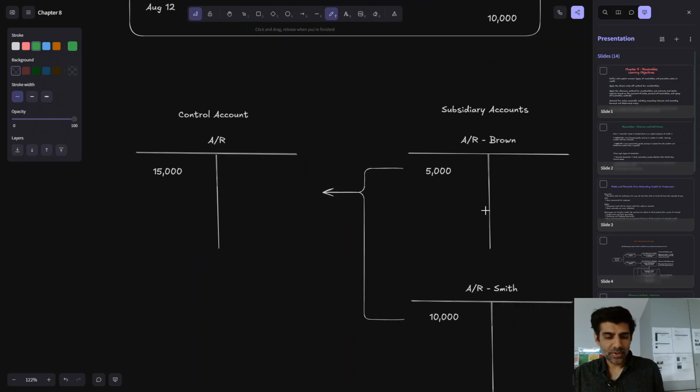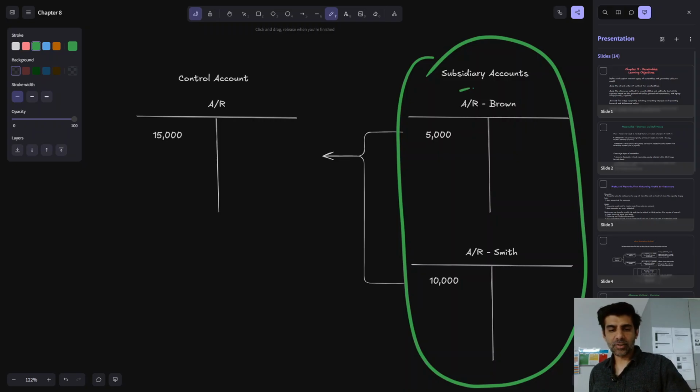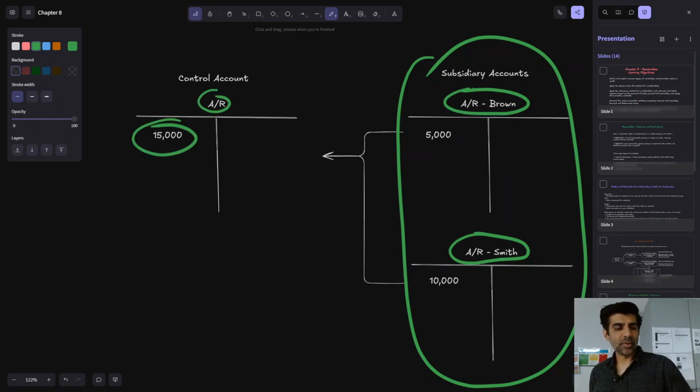So what you can have in your accounting system is these subsidiary accounts. So you can see here that each customer has their own account receivable. And you can see that the balance in the total, what is called the control account, is just the sum of this debit balance and this debit balance. Does that make sense? Everyone see this?